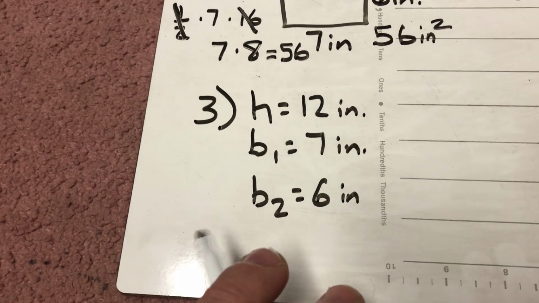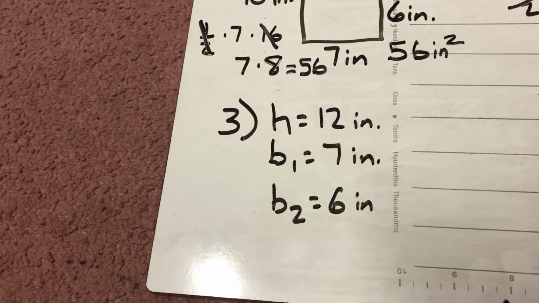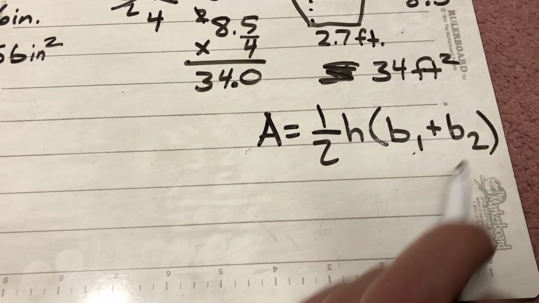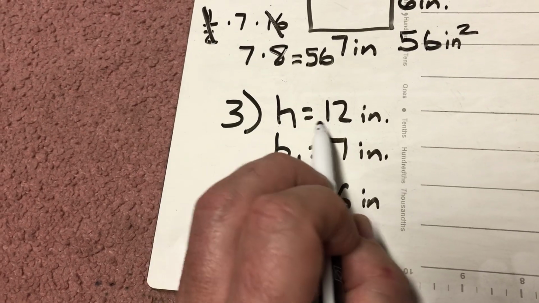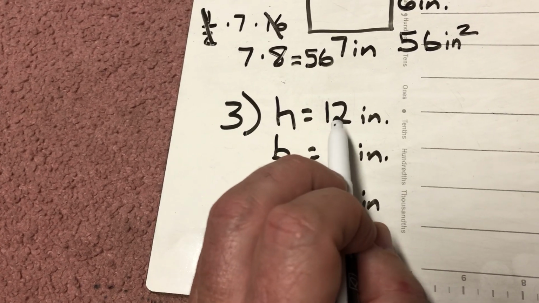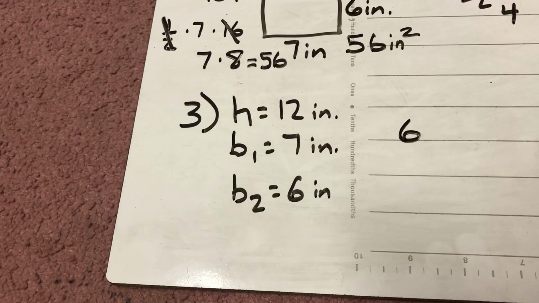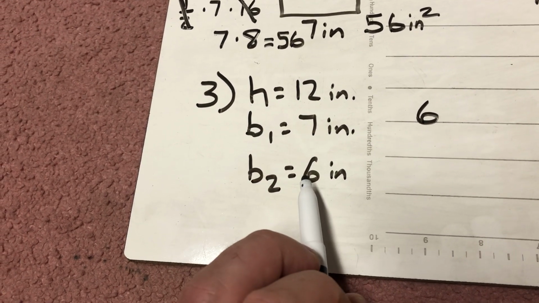Sometimes they just give you the measurements. They tell you the height, they tell you base 1 plus base 2. Now, of course, I don't want to forget my formula, 1/2 the height times base 1 plus base 2. Well, once again, 1/2 the height, that's going to be pretty basic. If the height is 12, half of that is going to be 6. Now, I'm going to take that 6 and I'm going to multiply it by base 1 plus base 2.